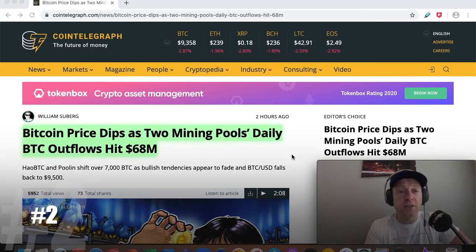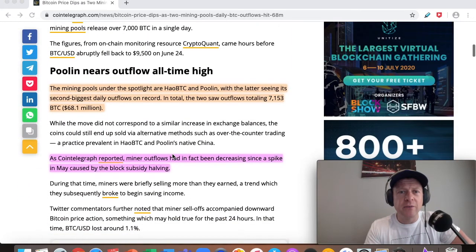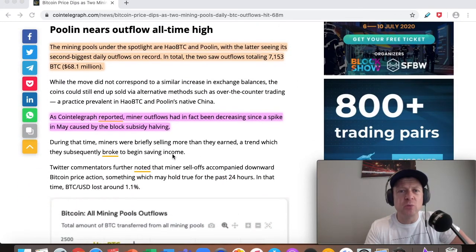The second news article we're going to have a look at is by Cointelegraph, and it's bearish news, and the headline reads, Bitcoin price drops as 2 mining pools' daily Bitcoin outflows hit 68 million. Think of a mining pool as like a team or group of miners working together. So the mining pools under the spotlight are HAO, BTC and Poolin. They're both Chinese mining pools, with the latter seeing its second biggest daily outflows on record. In total, the two saw outflows totaling 7,153 Bitcoin or 68.1 million.